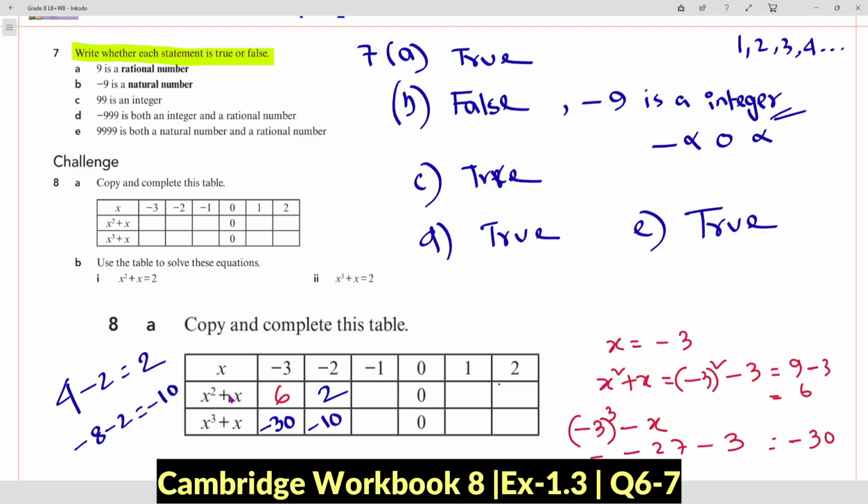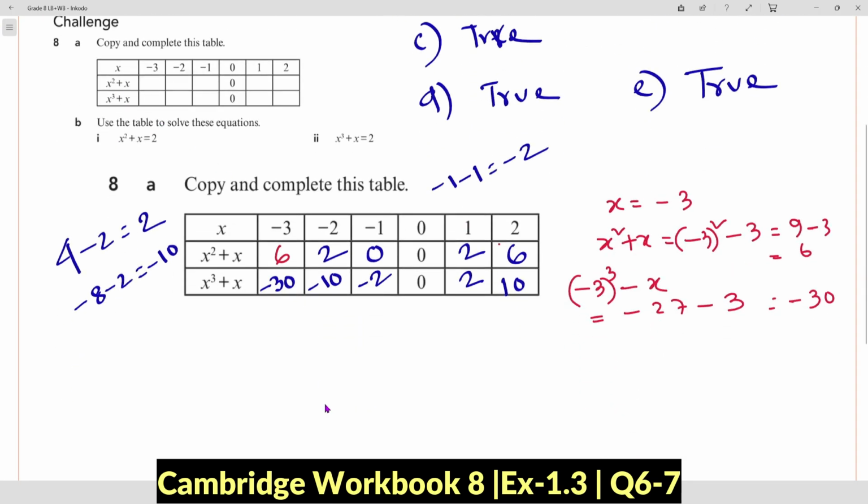-1, so -1 square is 1, and -1, it will be 0. And -1 cube is -1, and then -1 equals -2. For 0, everything will be 0, it's a normal thing. 1 square is 1, plus 1, it's 2. 1 cube is 1, plus 1, it's 2. 2 square is 4, plus 2, 4 plus 2 is 6. 2 cube means 8, plus 2, it means 10. Very simple.